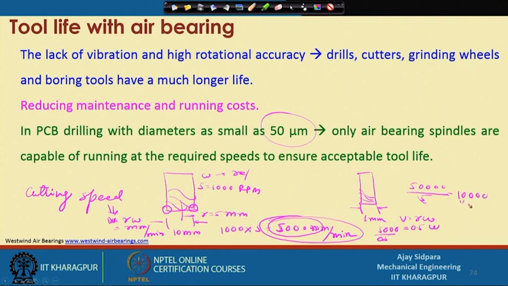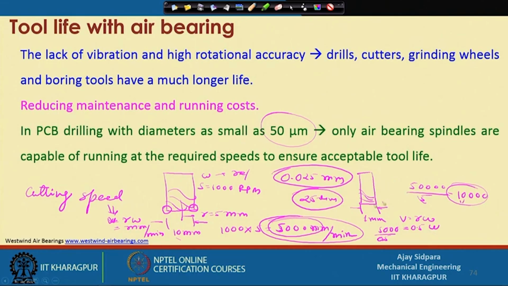So, now you can see that if you are reducing your diameter, to maintain one particular cutting speed, what you have to do is increase the RPM. So, consider that instead of 1 millimeter, you are working with 50 micron diameter. So, you are talking about a 25 micron radius, which means 0.025 mm. If you multiply this and calculate, it will be in terms of lakh.